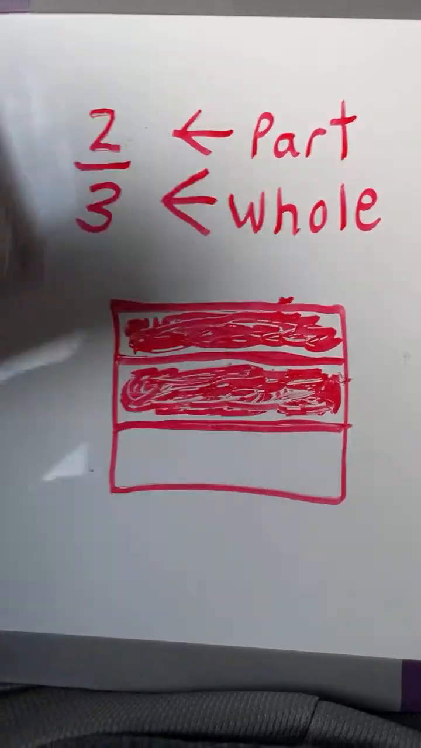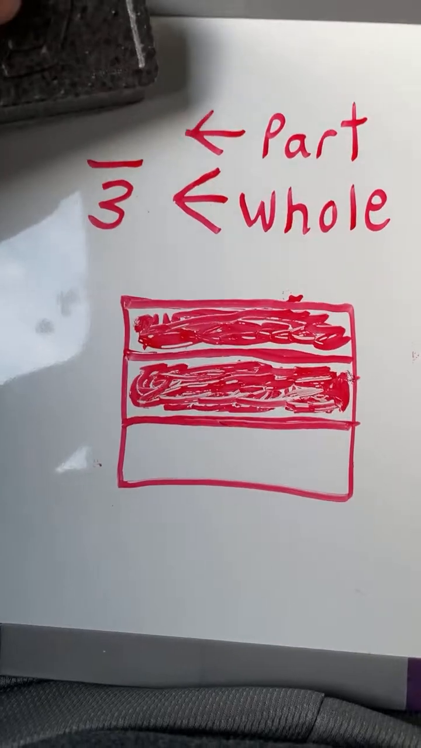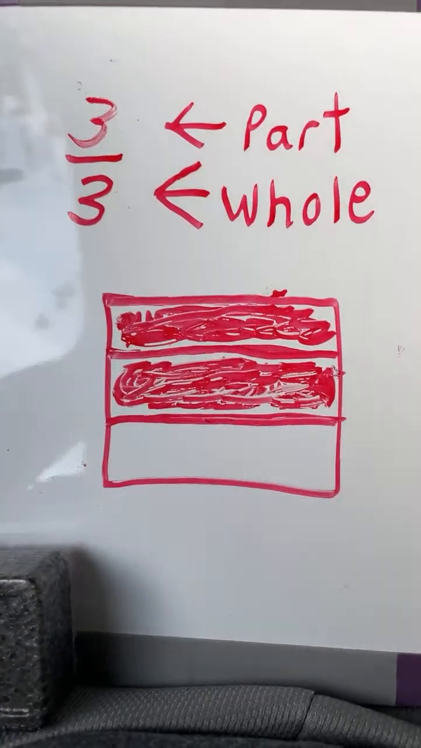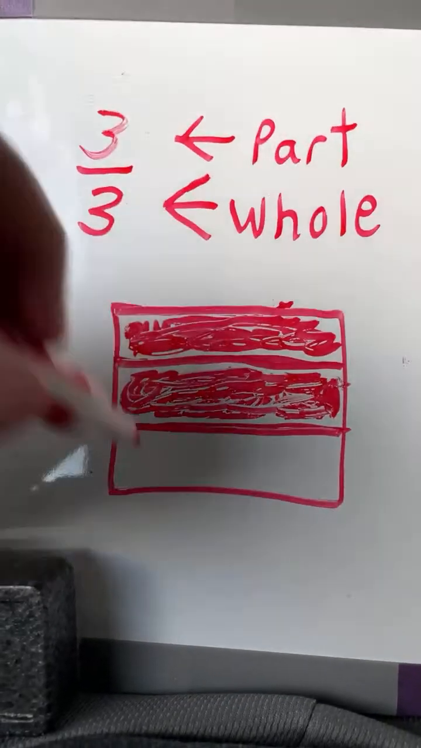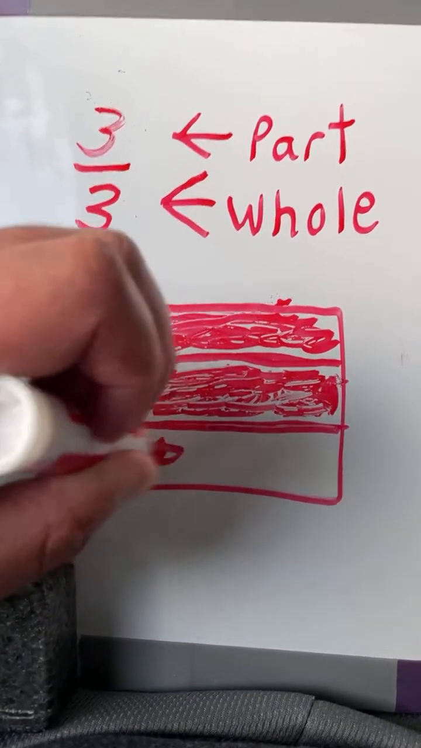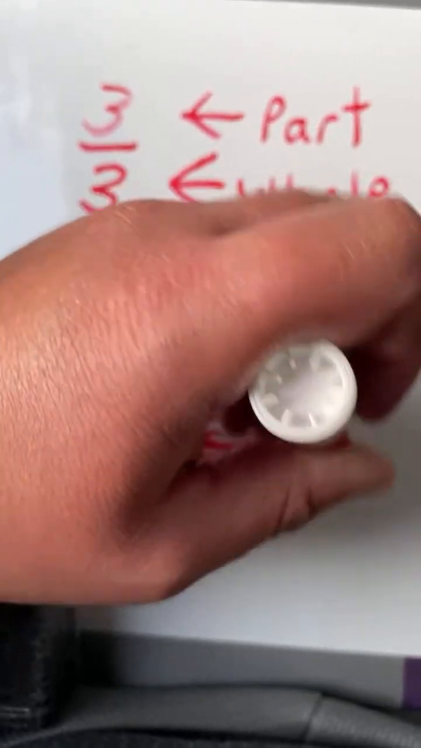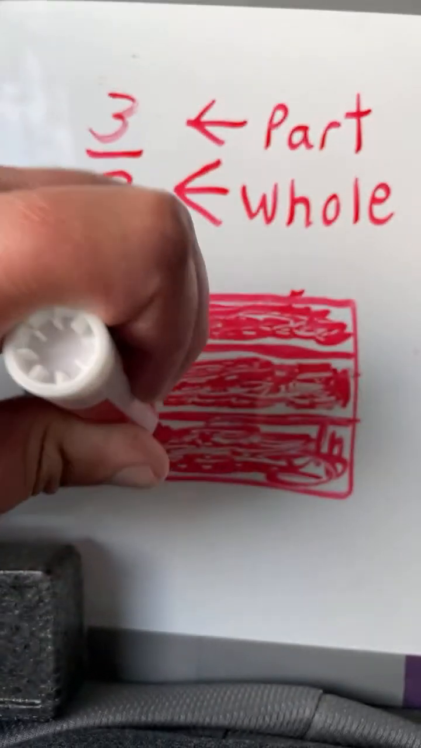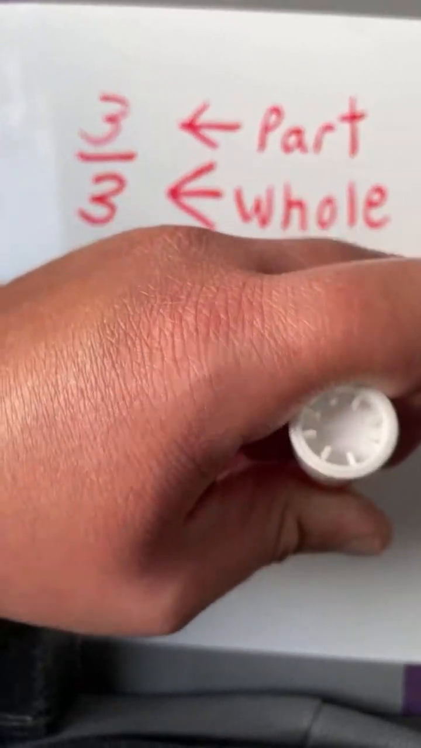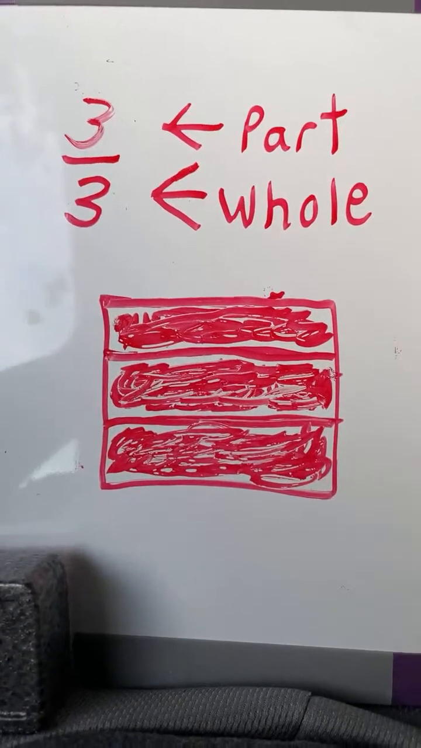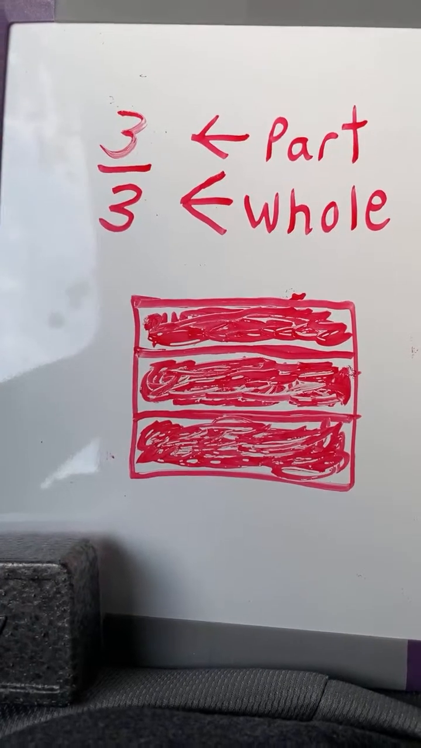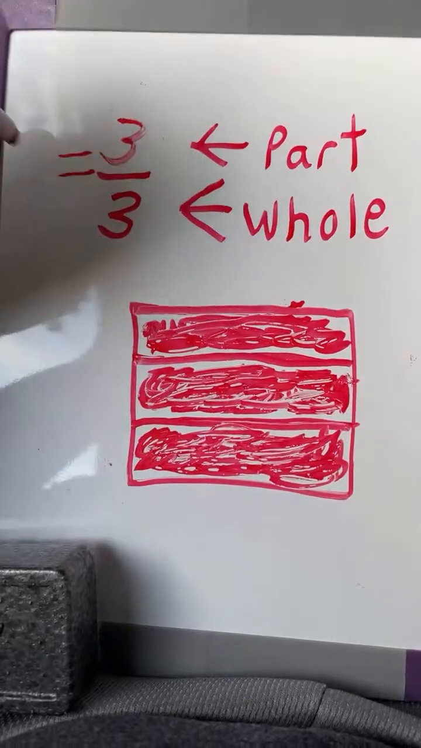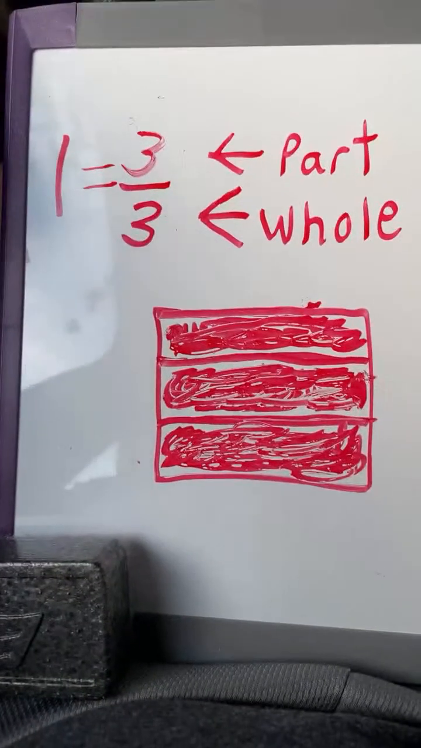Now if I wanted to represent 3/3, that would mean that we have 3 total parts, 3 equal parts, and 3 out of those 3 parts are filled. And as I've said before, any fraction where the numerator and the denominator are the same is equal to 1 whole. So 3/3 would also be equal to 1 whole.